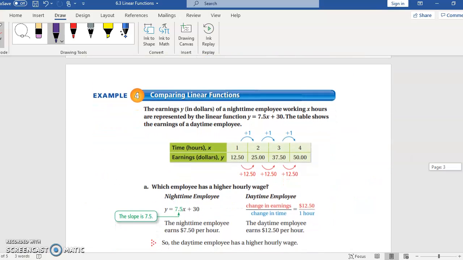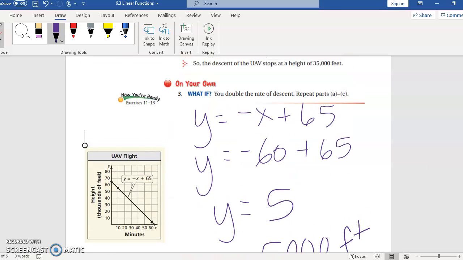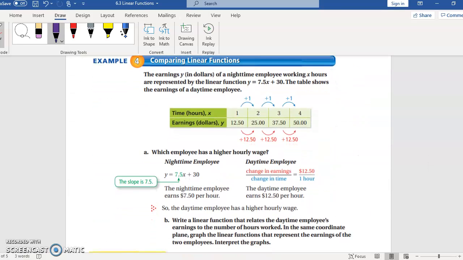All right, last example, number 4. Comparing linear functions. The earnings in dollars of a nighttime employee working x hours are represented by the linear function y equals 7.5x plus 30. The table shows the earnings of a daytime employee.